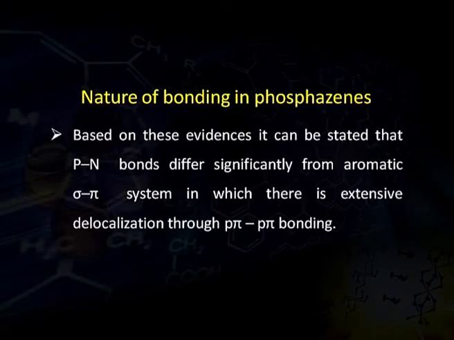Spectral effects like bathochromic shift, which are associated with the organic pi electron systems, are not observed in the case of phosphazenes. Cyclotriphosphazene skeleton cannot be electrochemically reduced like in the case of organic aromatic compounds, which can be easily reduced. So, these were the differences between the organic pi systems and the phosphazenes. Based on these evidences, it can be stated that the phosphorus-nitrogen bond differs significantly from the aromatic sigma-pi system, in which there is extensive delocalization through p pi bonding.